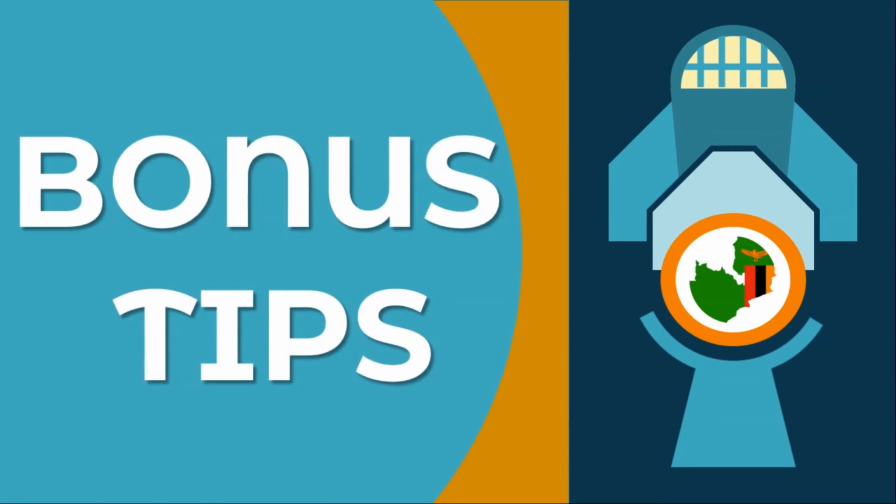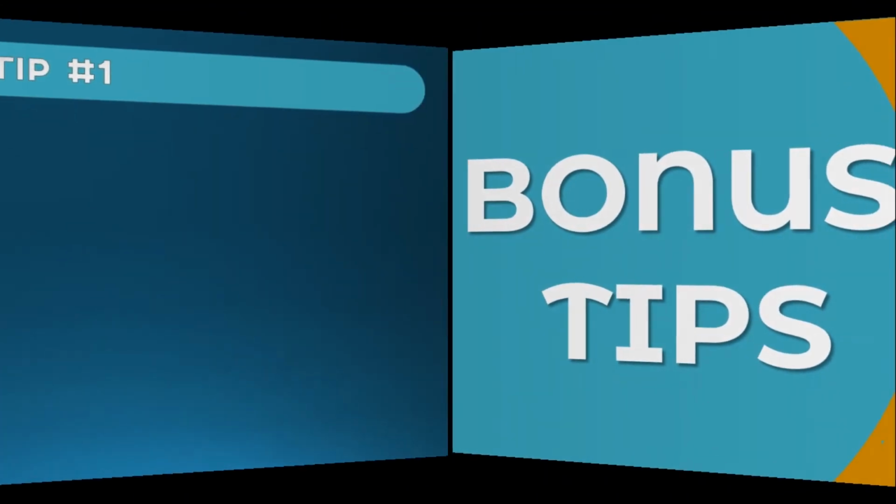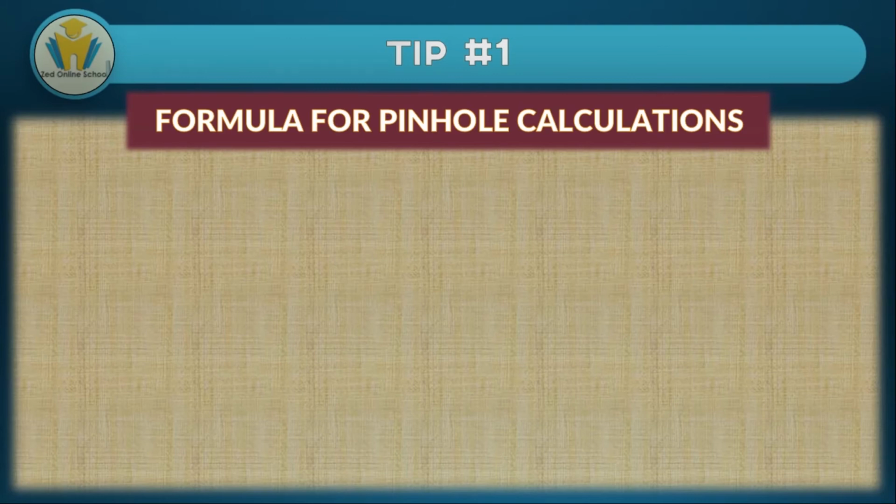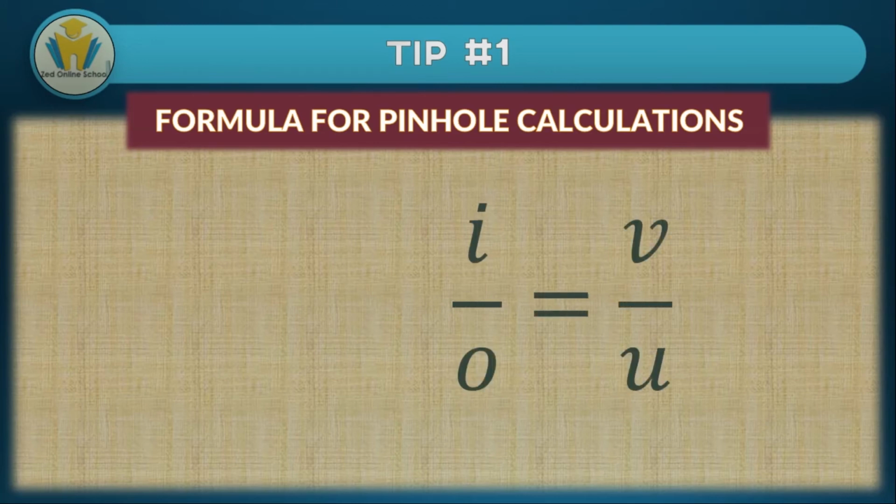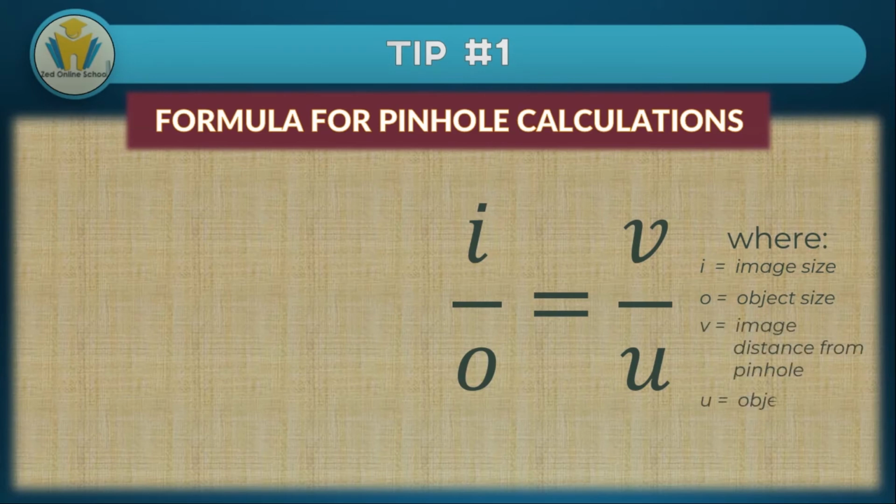With that said and done, you have reached the bonus tip section. In today's video, one tip we want to share with you is the formula for the pinhole calculations. When you talk about pinhole calculations, we're just referring to calculations that involve the pinhole camera. The formula that we use is I over O is equal to V over U, where the I is the image size, the O is the object size, the V is the image distance from the pinhole, while the U is the object distance from the pinhole.